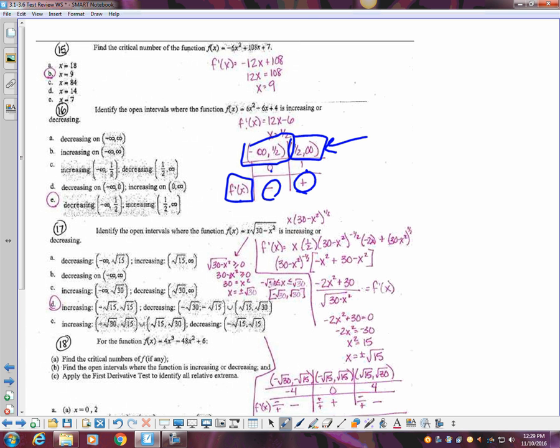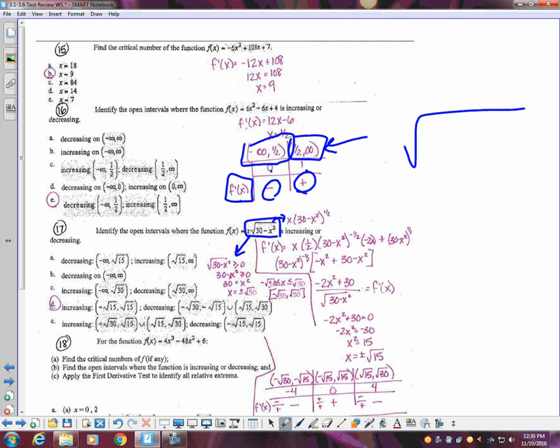Identify the open intervals where this function, and this one's a little uglier, is increasing or decreasing. Okay, so I rewrite my original function so it looks a little nicer, but I do need to think about if this guy's going to give me any critical values from the original function. And he does have a square root. That square root can't be negative. So I have to come over here and do this. So the square root has to be greater than or equal to 0. I solve it, and I'm going to get a plus or minus root 30.